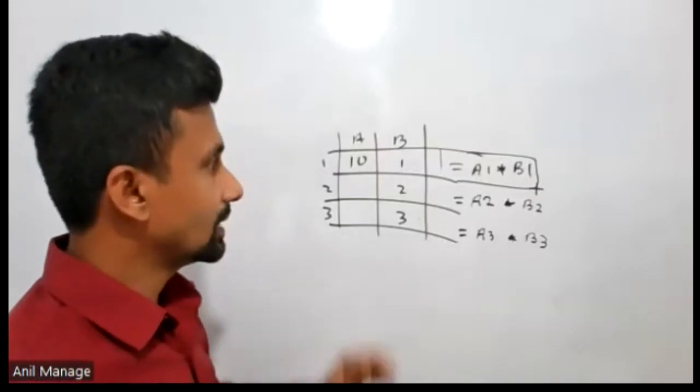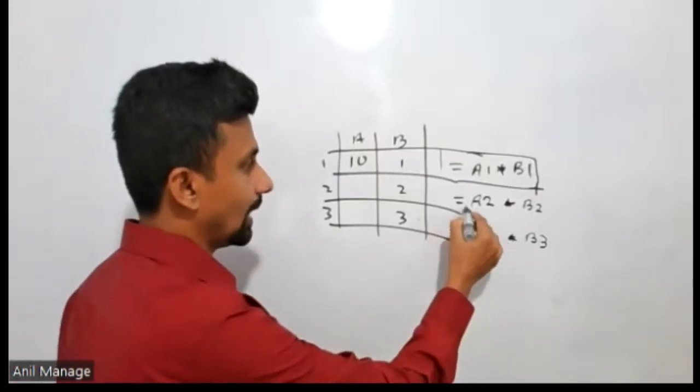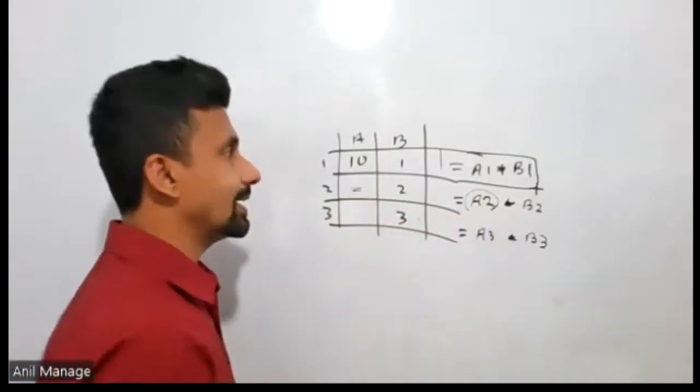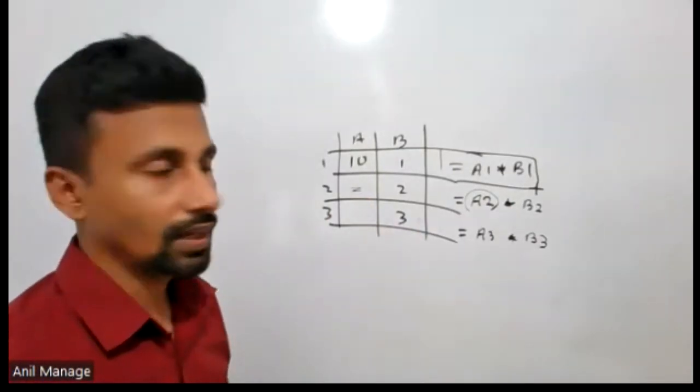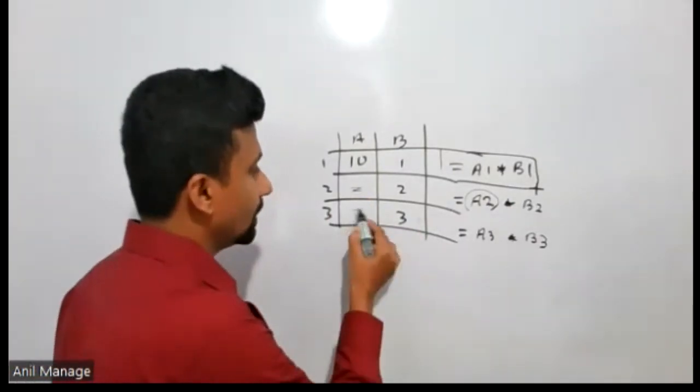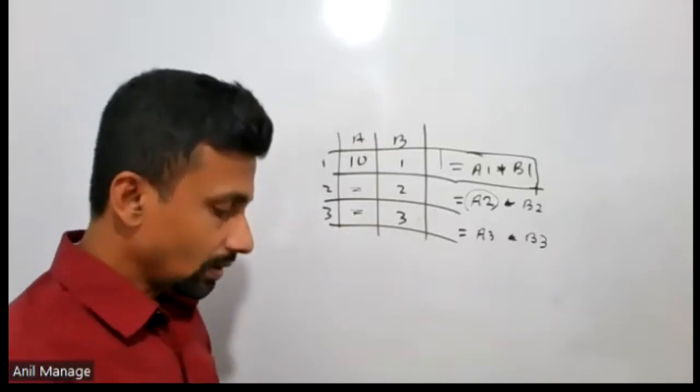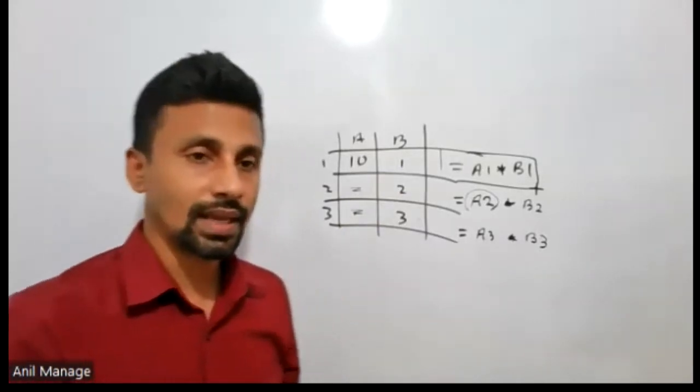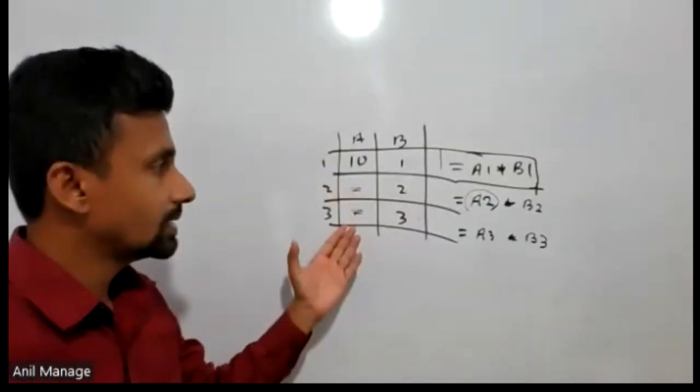That is okay, you'll be getting the answer. But here, what has happened? A2. Do you have anything in A2? No. A2, you don't have anything. A3? No. Now, we should understand that when you are dragging it down, this is changing.